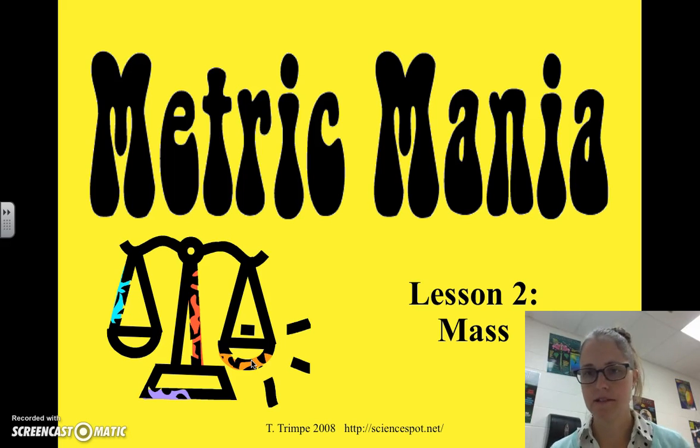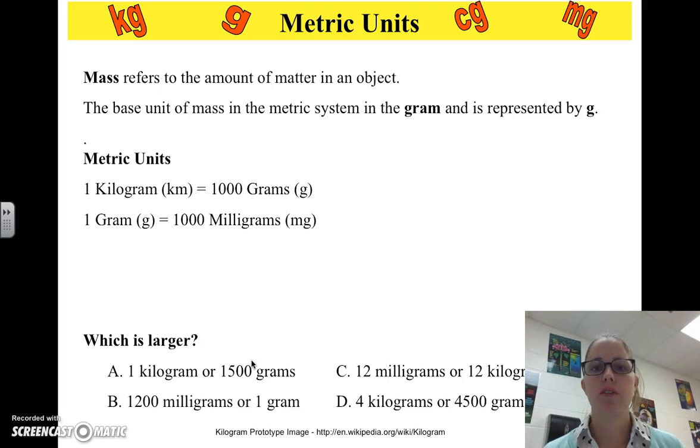So we are going to do a lesson on mass and how to take mass. We know that mass is the amount of matter in an object. This is review from when we did our measurement stuff last time. We know the base unit is a gram and it's represented by g. So in metric units, 1 kilogram, remember kilo means 1,000, is going to equal 1,000 grams. 1 gram is going to equal 1,000 milligrams.